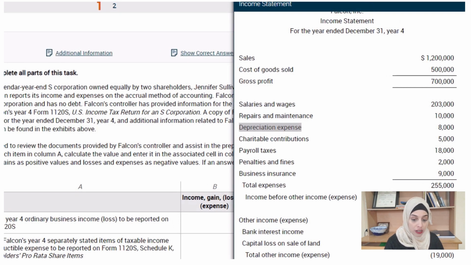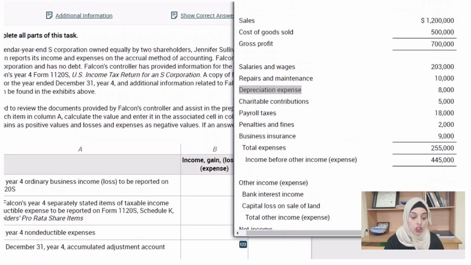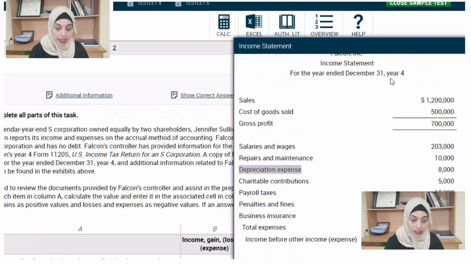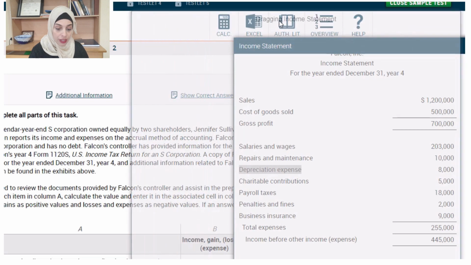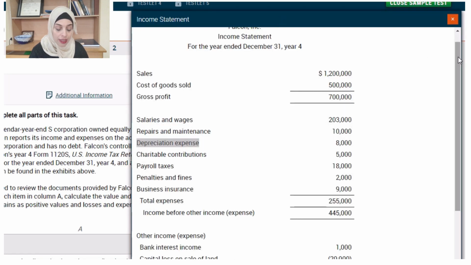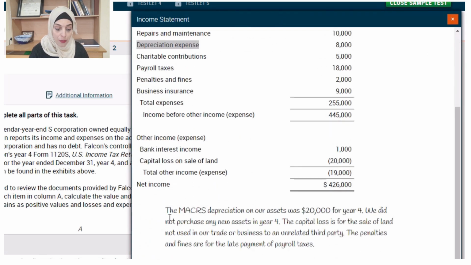So here they provided us with an income statement, and if you look at the income statement, they give us information. They say the MACRS depreciation on our assets was $20,000 for year 4. We did not purchase any new assets in year 4. The capital loss is for the sale of land not used in our trade or business to an unrelated third party. The penalties and fines are for the late payment of payroll taxes.